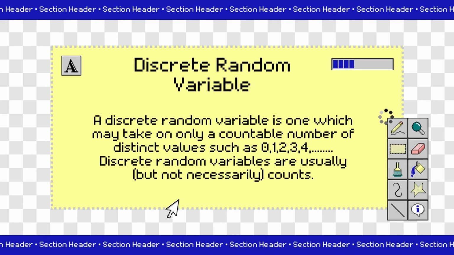So the definition of a discrete random variable states that it is one which may take only a countable number of distinct values, such as 0, 1, 2, 3, 4, and so on. Discrete random variables are usually, but not necessarily, counts. As what we've learned about discrete, it can only take on whole numbers and cannot be defined as fractions or decimal form. Your discrete random variable is your data gathered that can only take on whole numbers.